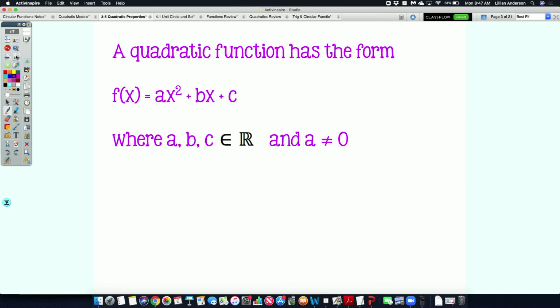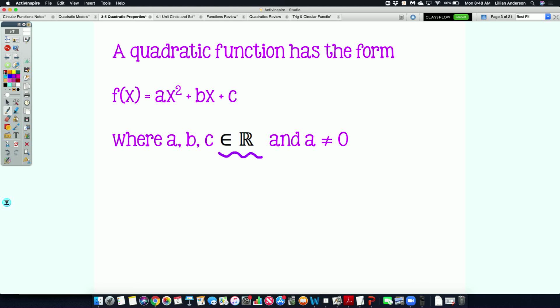So, quadratic function. You're going to take a few notes yourself. Remember, you're taking smart notes. So this might have to be on the actual lines. But a quadratic function is in the form of f of x equals ax squared plus bx plus c, where a, b, and c are, what is that? Real numbers. Okay, and a does not equal 0.